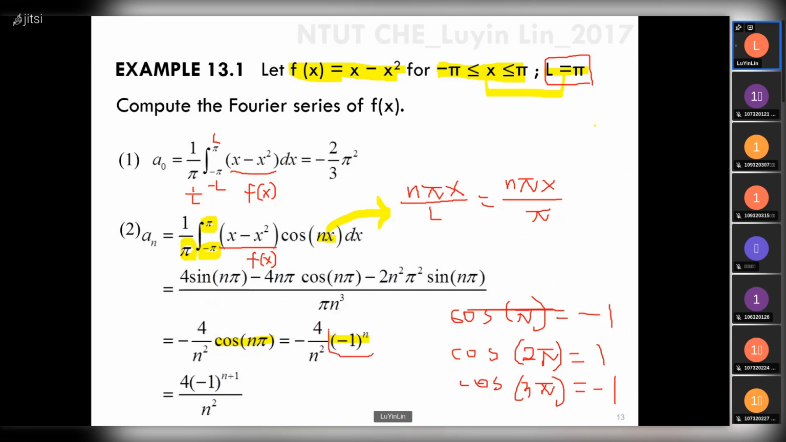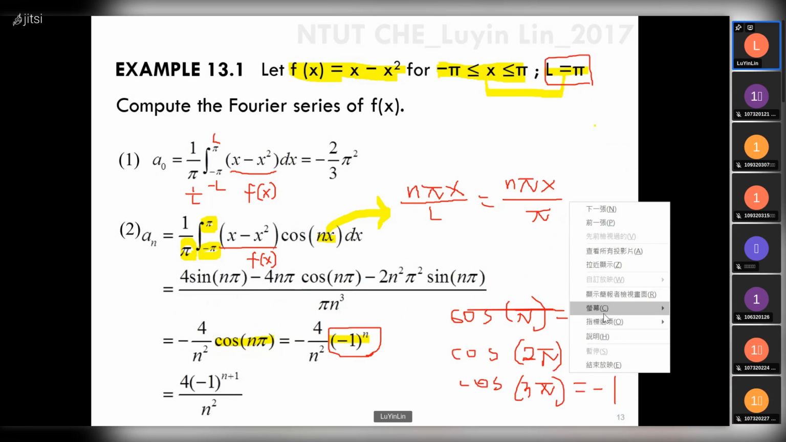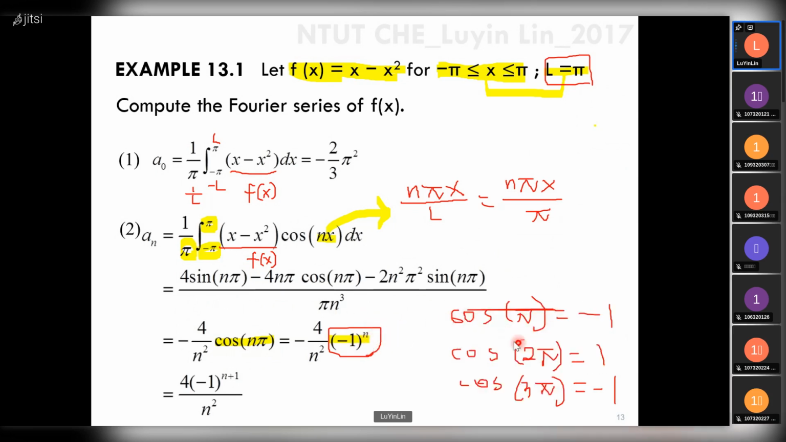So it is the same as if you put minus 1 to the power n. If n is equal to 1, you will get minus 1. If n is equal to 2, you will get 1. If n is equal to 3, you will get minus 1, right? So you can just replace cosine n pi using minus 1 to the power n. And combine this minus to this minus, you will get order n plus 1 here. Okay, so you get An like this.